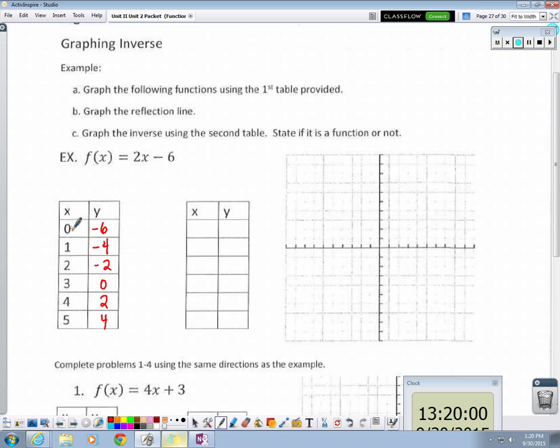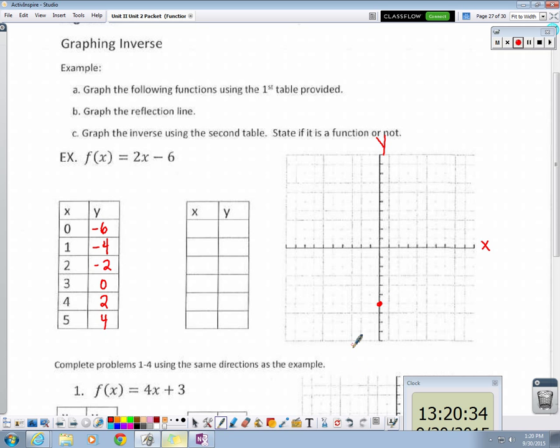So how do I plot the ordered pair 0, negative 6? Okay, but what does that mean? Okay, over 0, up 6? Okay, look, your x value is 0. Right, your x value, this is your x-axis. So if your x value is 0, you do not move on the x-axis. Your y value is negative 6. So on the y-axis, you go down 6. And plot your first point.